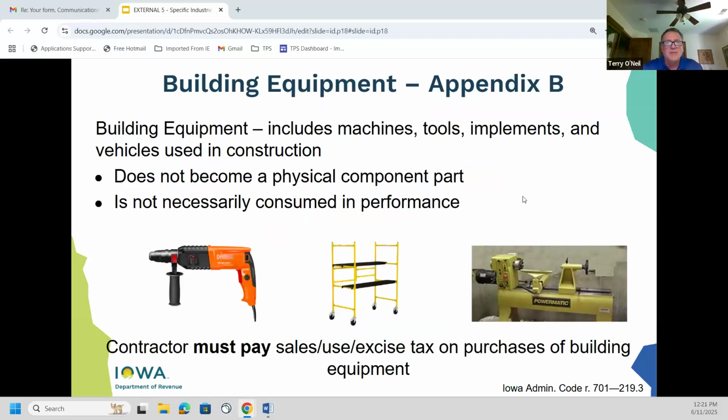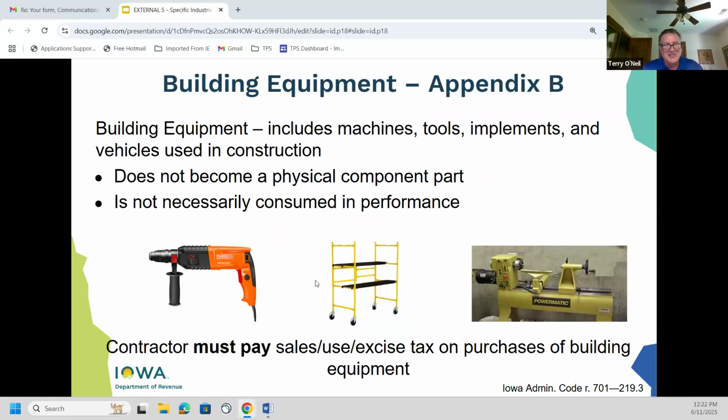Building equipment. Again, Appendix B refers to our publication, which you can find on our website. Building equipment, I think there's some good illustrations here in this slide, but I like to refer to them as the tools of the trade, things that a contractor would use for performing their work, for performing a construction contract. And some examples are shown on here.